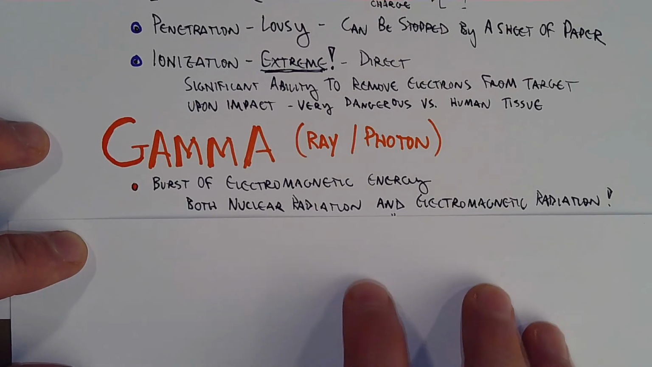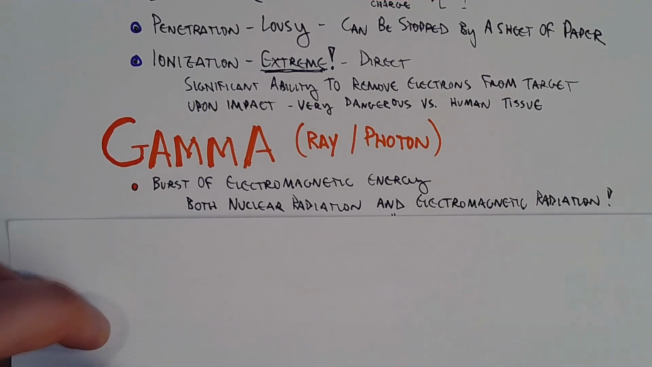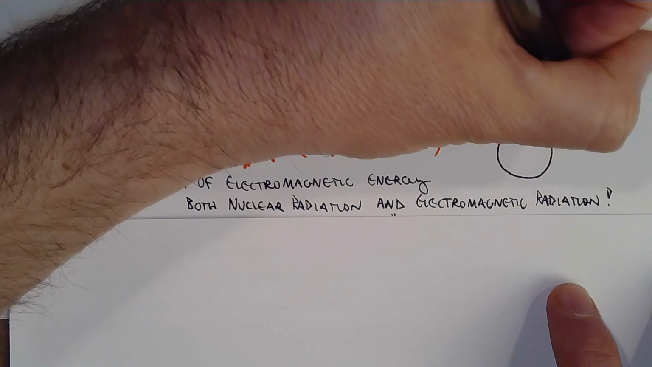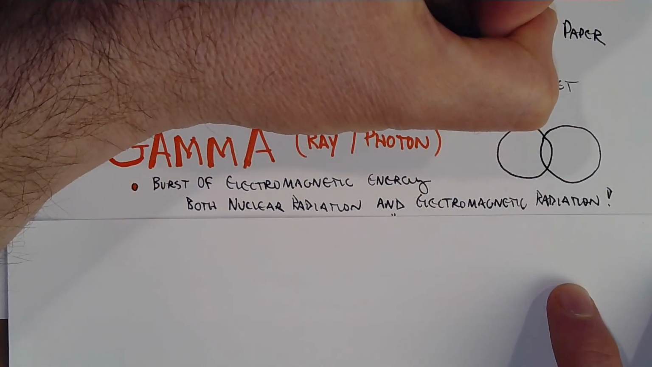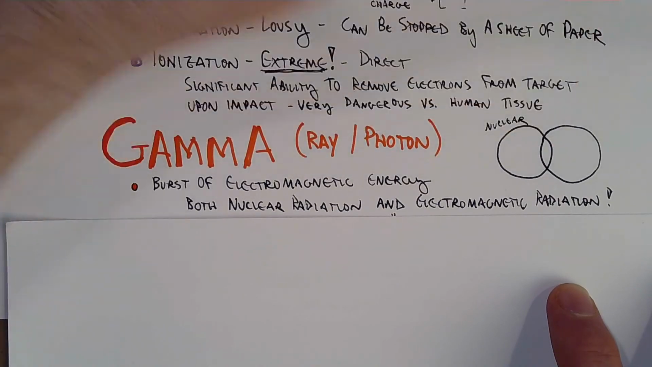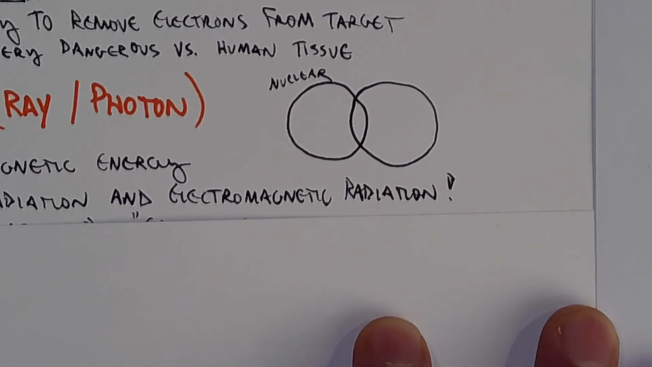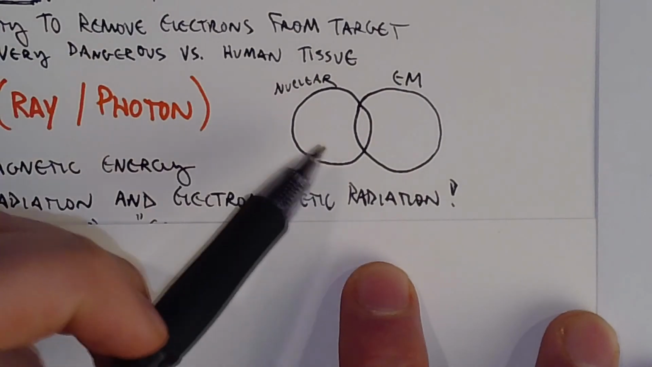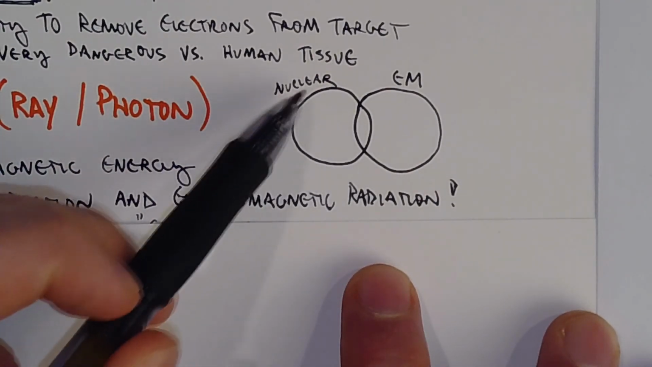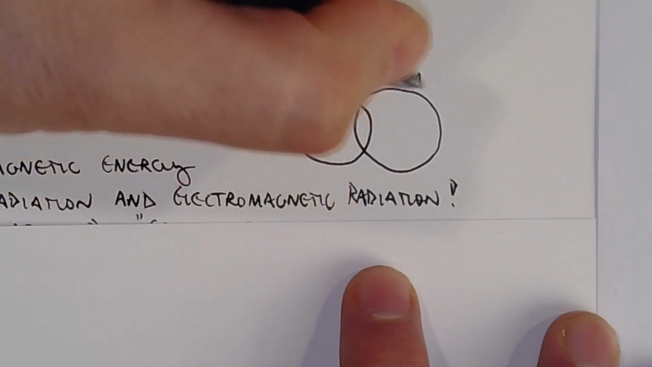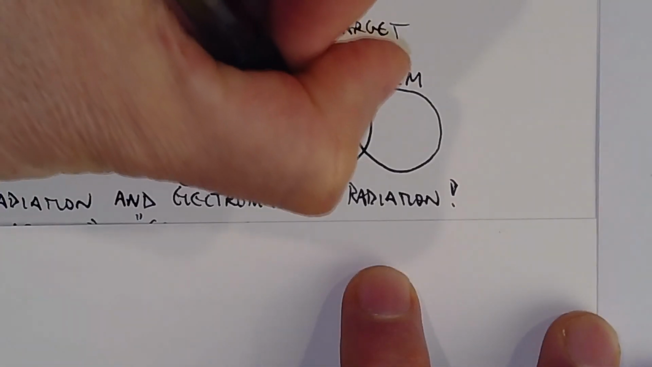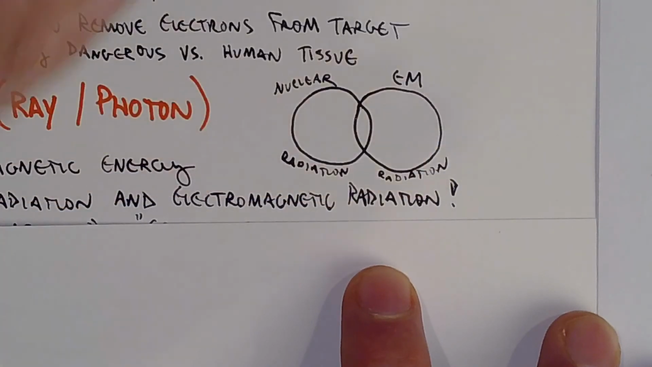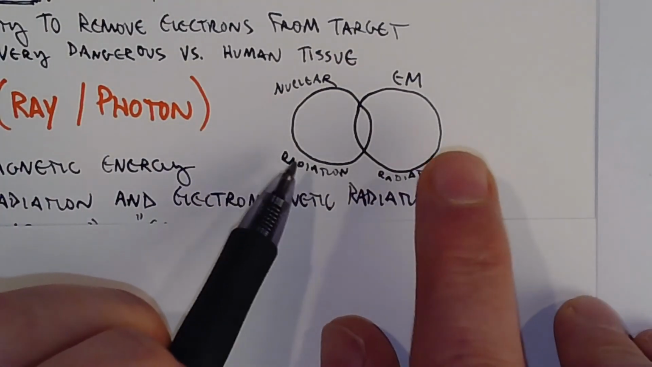And in the world of radiation, if you guys remember Venn diagrams, so we have nuclear radiation and electromagnetic radiation. We mentioned the idea that these are not the same thing. Nuclear radiation is matter or energy ejected from the nucleus. Electromagnetic radiation is oscillating electric and magnetic fields through space. So generally, when we talk about radiation, these are not the same thing.